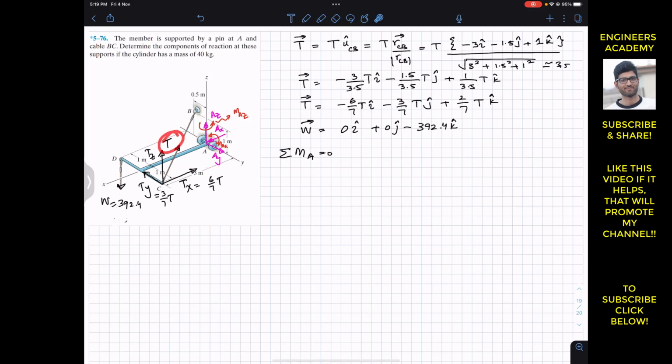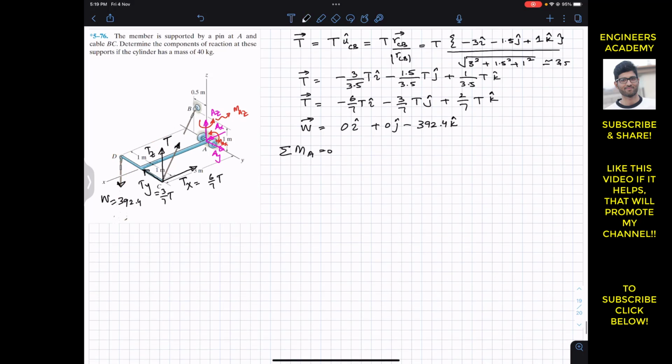So only this T and this weight are going to produce the moment about that point A. Now we can apply the vector approach and we can apply the scalar approach to solve this problem, but for now I'm going to apply the vector approach. For the vector approach, we have to find the moment of this T about point A using the cross product, and the moment of this weight about that point A using the cross product.